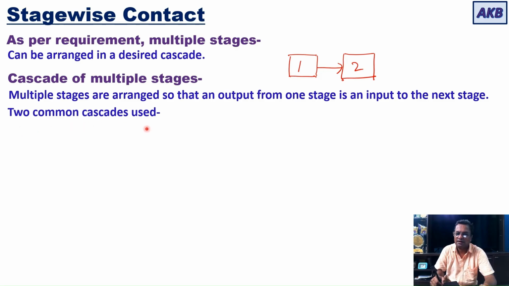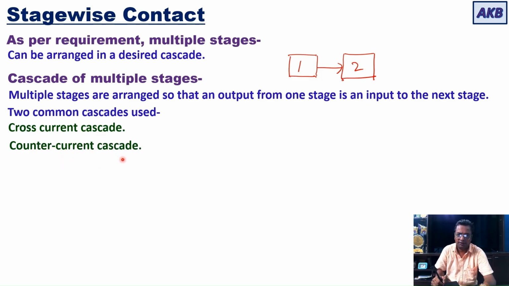Two common cascades that are used to carry out stage-wise liquid extraction: one is the cross-current cascade, and the other one is the counter-current cascade. I have discussed cross-current multi-stage liquid extraction in my earlier videos. I am giving a link to the entire playlist of my videos on liquid extraction. Please watch all those videos. So the cross-current cascade I have already discussed. Today I will be discussing the counter-current cascade.